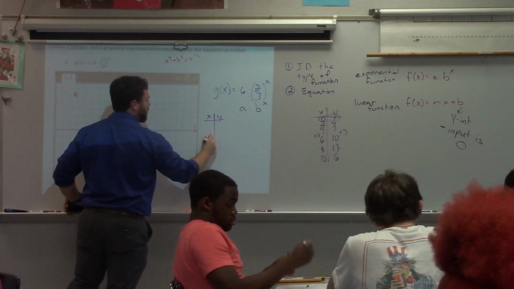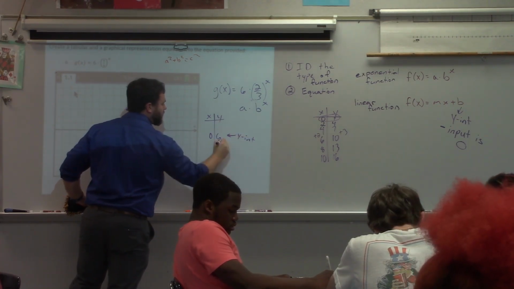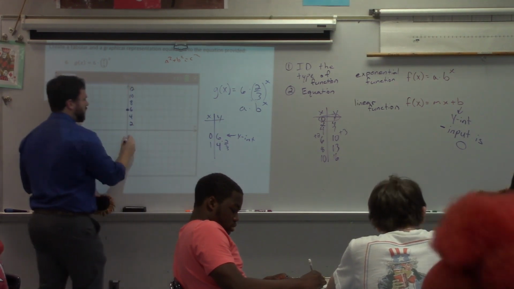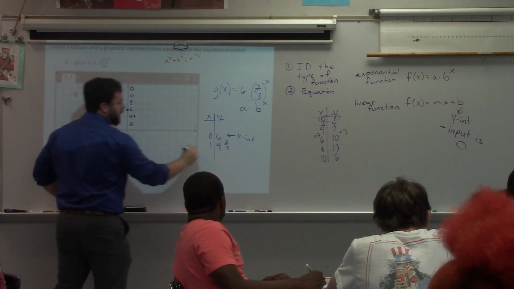It gives me a 4. Notice, I can also make this table and show this. Times 2/3, so the next value is 4. So 1, 4. And I can keep it going.